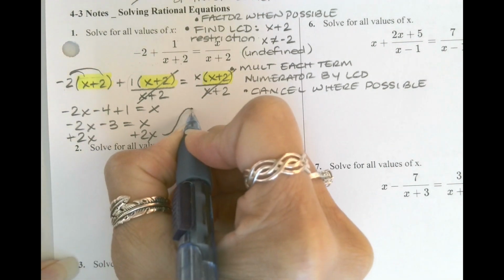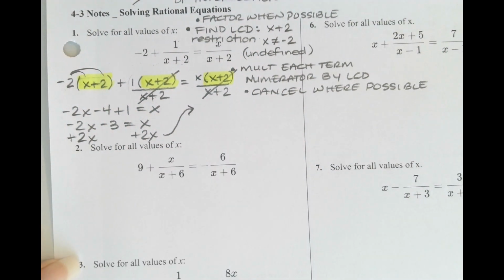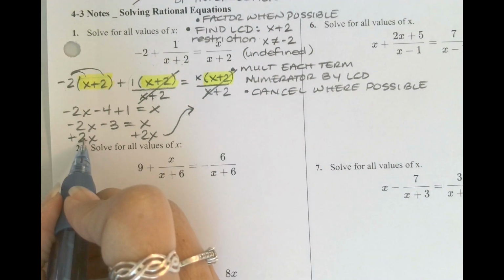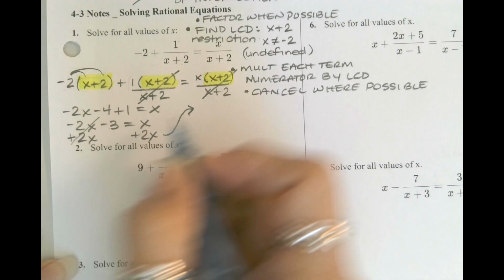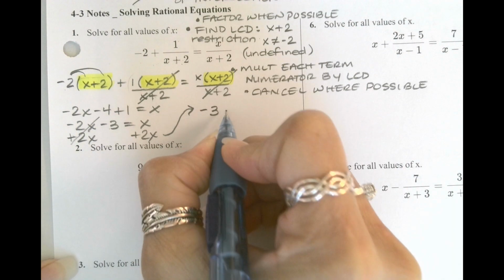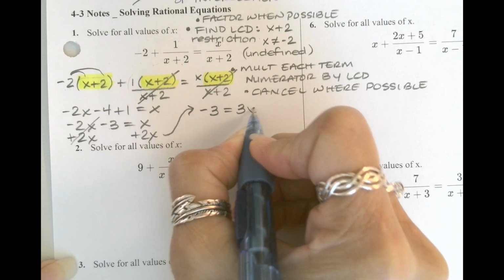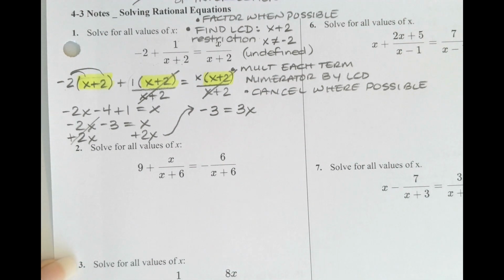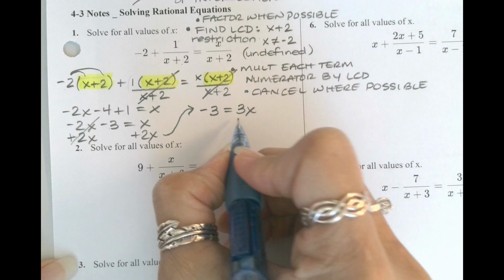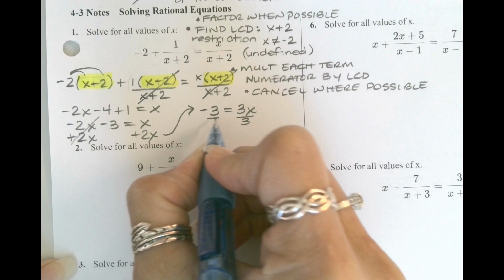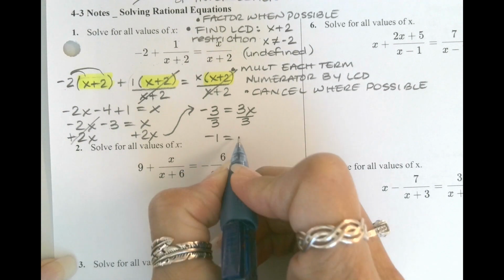I'm going to make an arrow over here since my space ran out. So -2x and +2x will cancel. So I'm left with a -3 on the left-hand side and a 3x on the right-hand side. And the last step, divide. So -1 is equal to x.